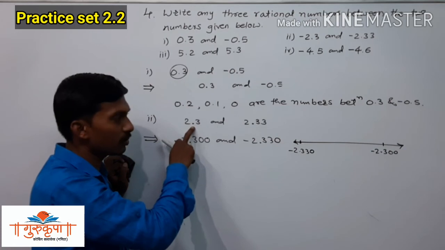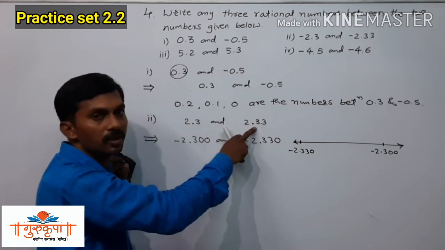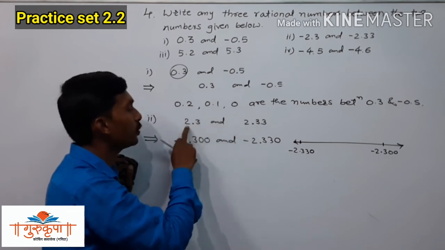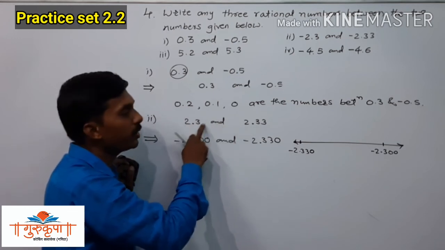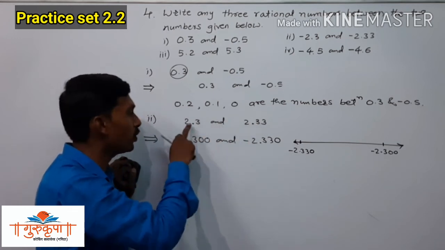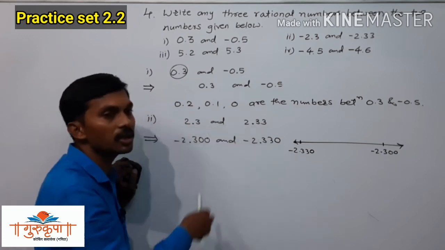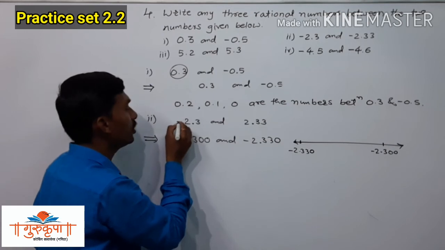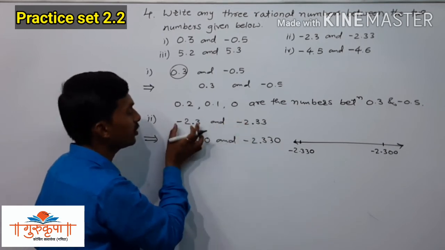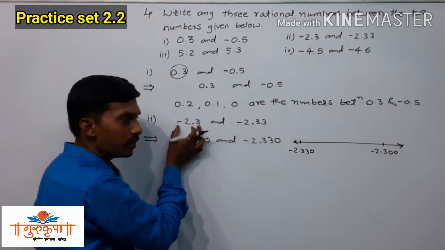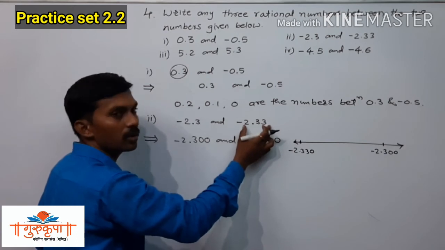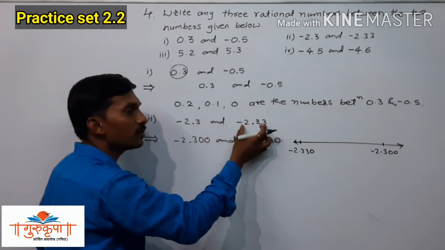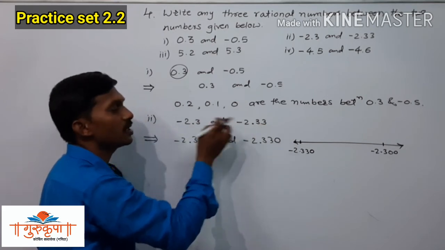Now this is the smaller one, this is bigger. 2.30 is bigger if the minus signs are not there; 2.3 is the smaller one, 2.33 is the bigger one. And if we put the minus sign there, now this one becomes bigger and this one becomes smaller due to the minus signs.